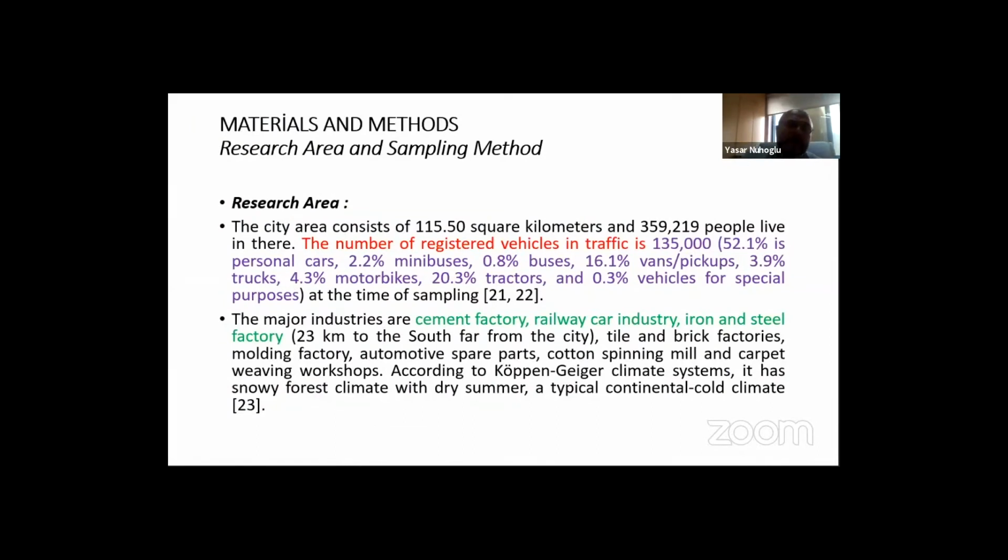Materials and method, research area. The city area consists of 115 square kilometers and 359,000 inhabitants. The number of registered vehicles in the traffic is 135,000. These are personal cars, minibuses, buses, van pickups, trucks, motorbikes, tractors, and others. The major industries are a cement factory, railway car industry, iron and steel factory, far from the city.